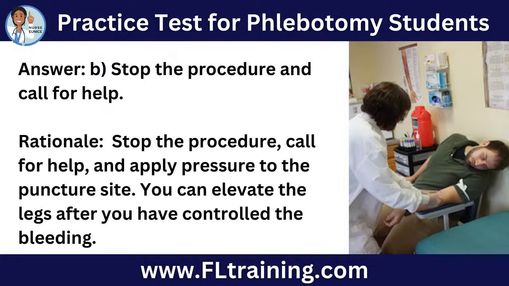So here we have an illustration, this isn't real, of a patient who has fainted during a blood draw. The first thing I need you to do is to stop the procedure and call for help. After you stop the procedure and call for help, take that tourniquet off, make sure you remove the needle safely, and apply direct pressure to the puncture site. What we don't want you to do is focus on elevating the legs when you haven't controlled the bleeding.